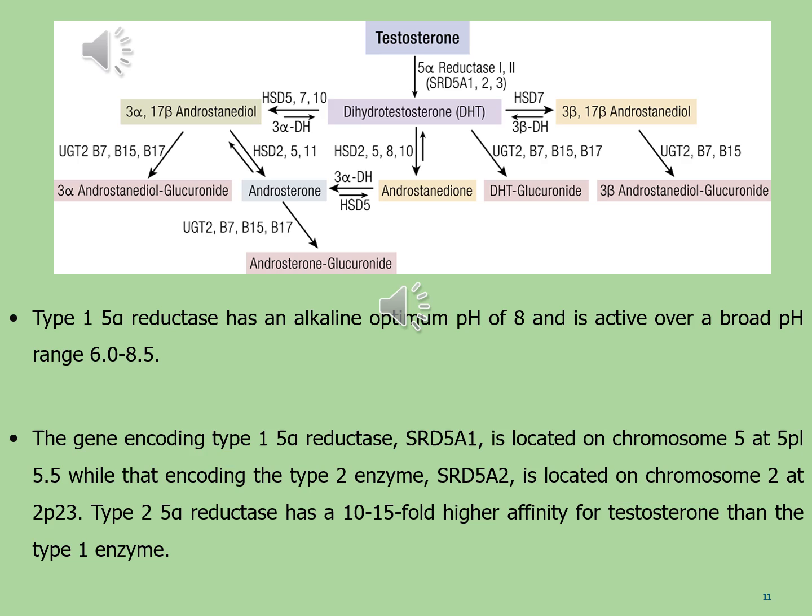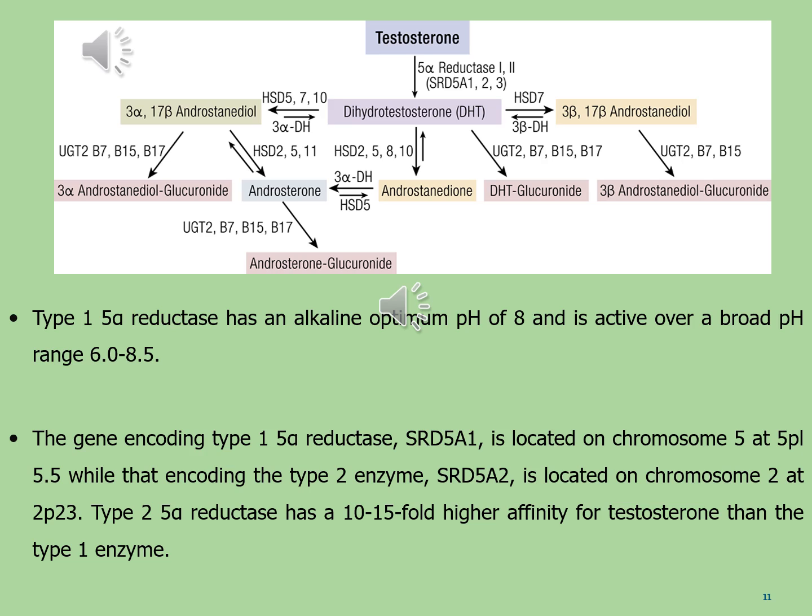Finally, the steroid 3-beta 17-beta androstanediol gives 3-beta androstanediol glucuronide by the effect of enzyme UGT2, B7 and B15. This is the basic diagram and schematic pathway for the synthesis of dihydrotestosterone.